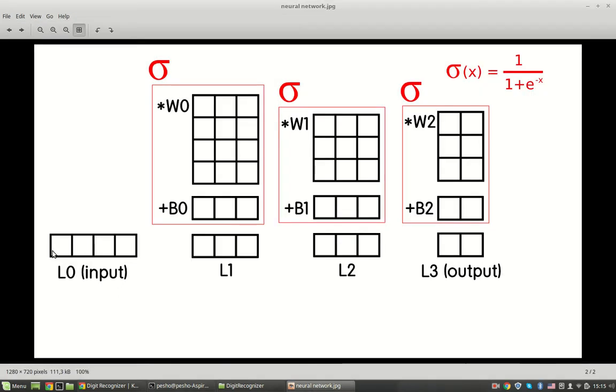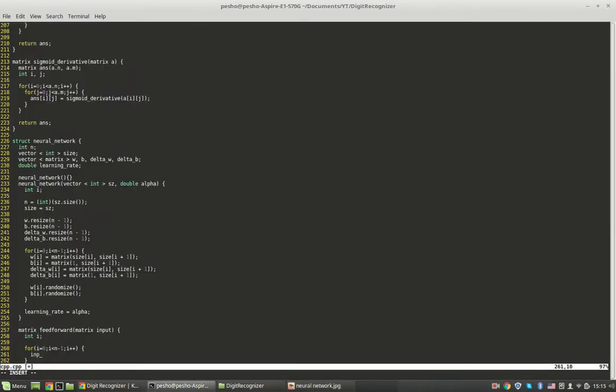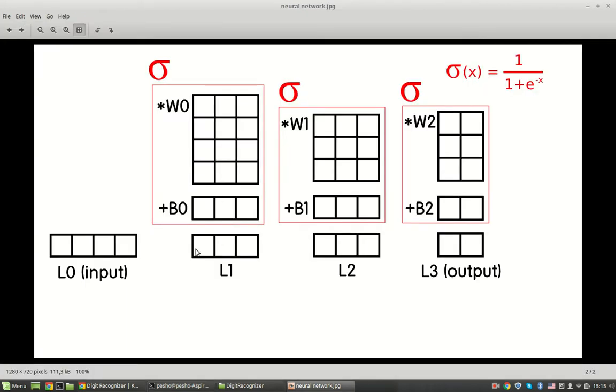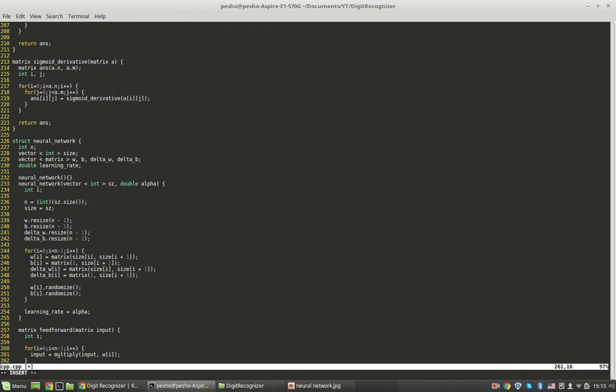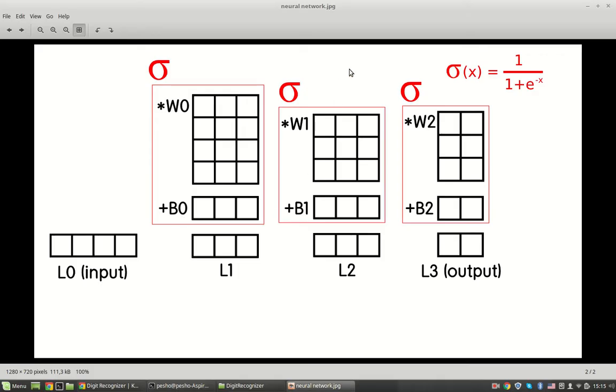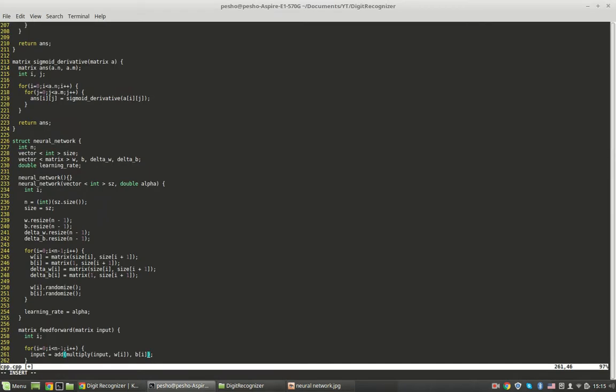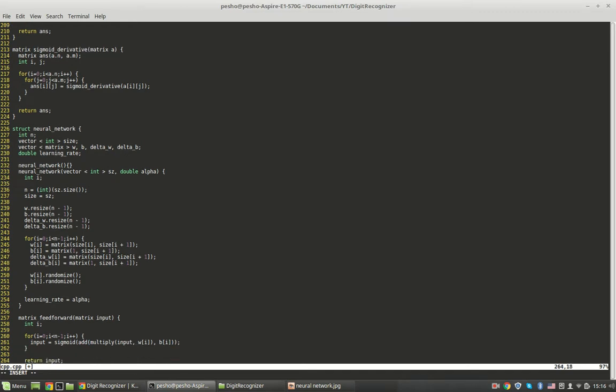and as we said, first we multiply the current layer with the matrix of the weights. So we have input equals multiply input and WI. Next thing, we add the biases. So to this result we want to add the biases for the corresponding layer, and after that we run that through the sigmoid function. So we want to have sigmoid here, and that's pretty much everything. Now we just return the input, which is the output already.